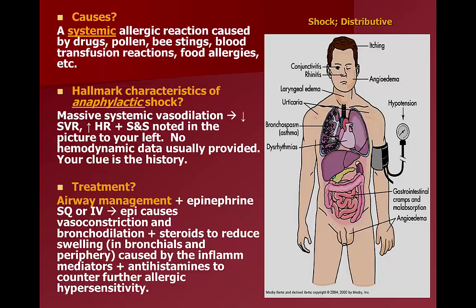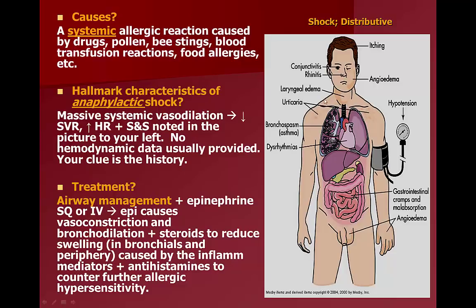The first one we're going to talk about is anaphylaxis, and this is some kind of problem where a drug, pollen, bee stings, blood, food allergies, transfusion reaction, there's a whole gamut of things that can contribute to a systemic anaphylactic reaction. You're going to have massive systemic vasodilation, which is present in all distributive shocks. Again, massive systemic vasodilation. Heart rate's going to go up in a couple of the distributive shocks. We'll talk about the exceptions in just a minute.